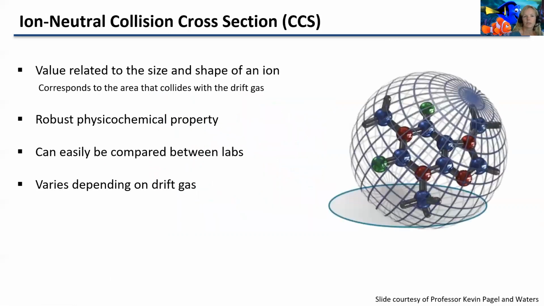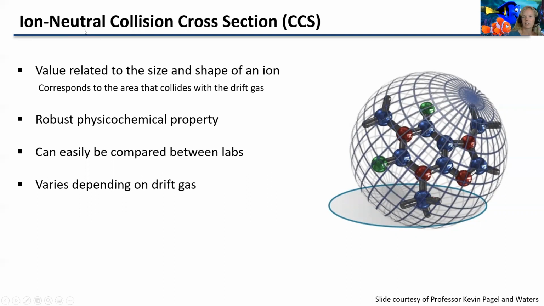So from those drift tube measurements, we can get this ion neutral collision cross-section value. And this value is related to the size and the shape of your ion. Your molecules actually tumble as they go through the drift tube because it is such a weak electric field, it allows them to tumble as they travel. This makes it so this ion neutral part is very important. So part of it is our ion.